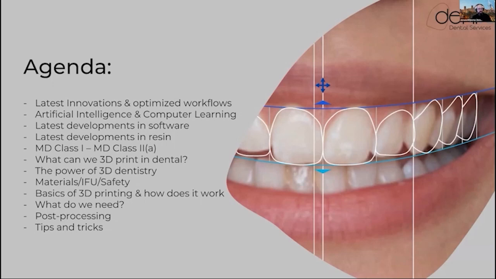To cover actually, I want to quickly go over the latest innovations and optimized workflows, artificial intelligence, latest developments in software and resins, the difference basically between class 1 and class 2. What can we 3D print? The power of 3D dentistry. We have to talk a little bit about materials and safety. Well, I think we're obligated to do that.